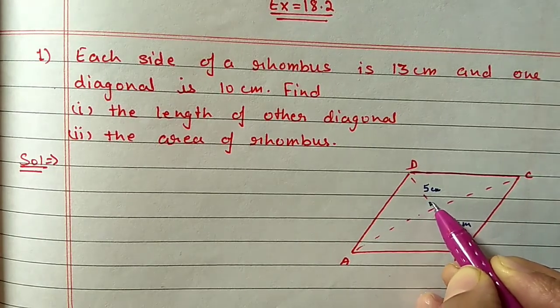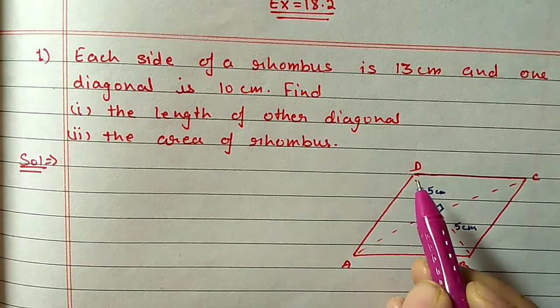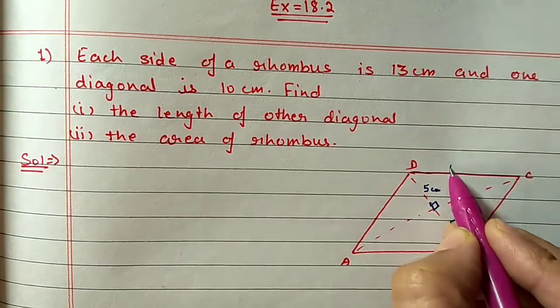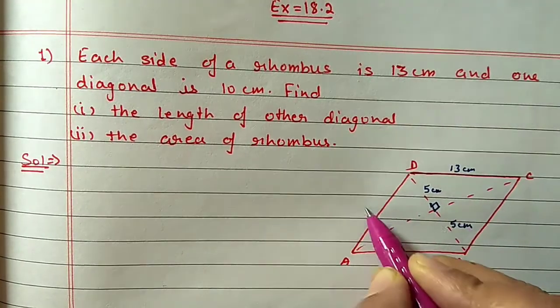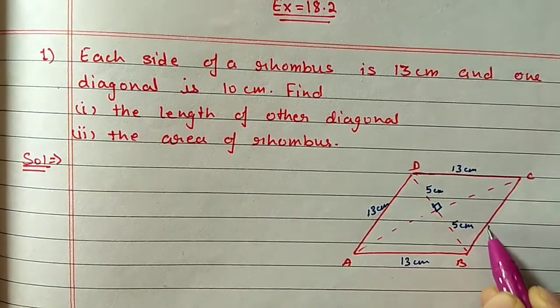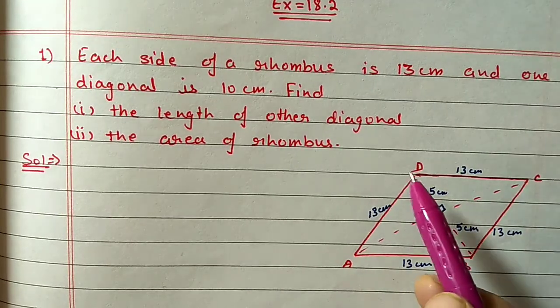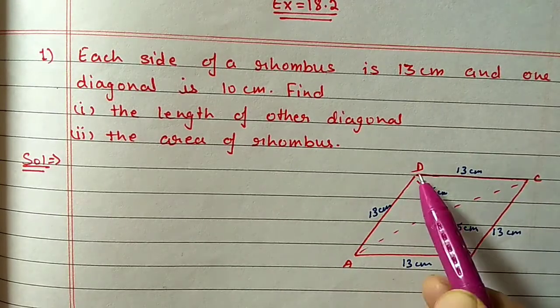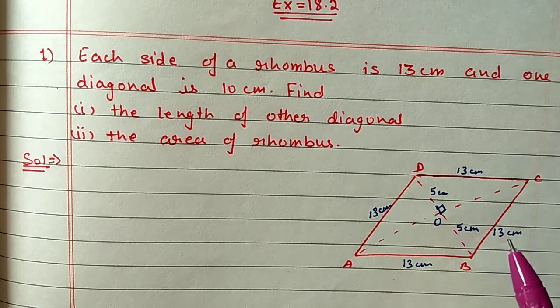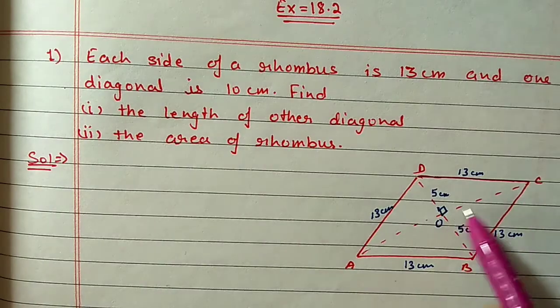And bisect at 90 degree, this angle will be 90 degree. Then all the sides are 13 centimeter. This one is 13, this will be 13, this one also 13 and this one also 13. If we name it O, then you can see this triangle ODC is a right angle triangle. So we can use here Pythagoras theorem to find out this third side.